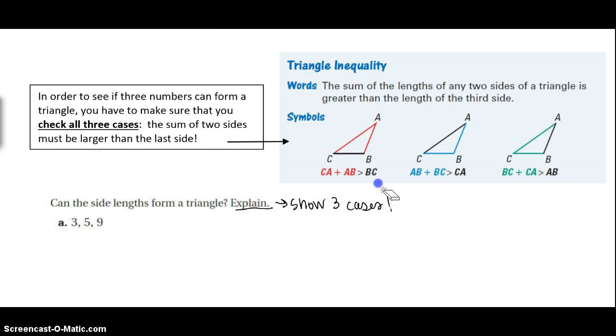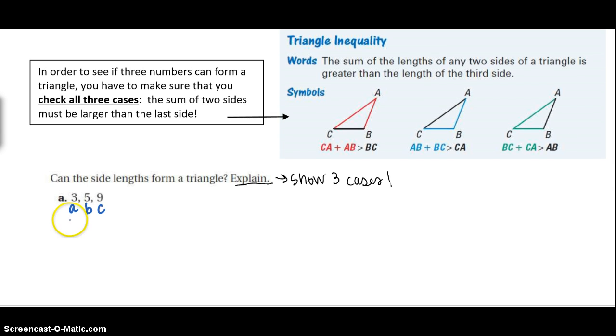Okay, so let's apply that to this problem down here. I don't care how you want to label these. You can label them A, B, C. You know C is the biggest one, right? And then you want to try it. So I always did case 1. 3 plus 5, is it bigger than 9? Is 8 bigger than 9?